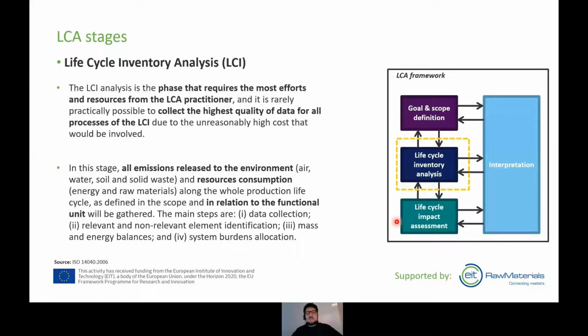So now we have properly defined the functional unit and the system boundaries, and we know our goal or objective of the study. So we move into the next step, which is the life cycle inventory. Here it is essentially about collecting all the data from the mass and energy balances, all the inputs and outputs that we have in the system that we defined before.